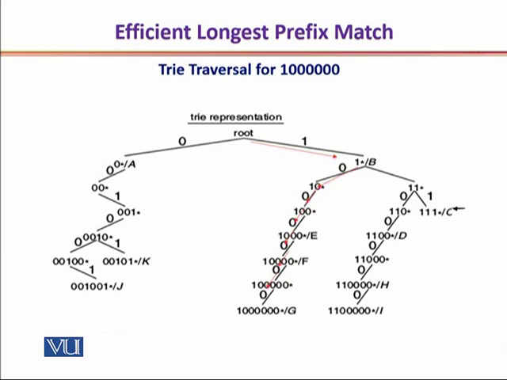That first we move to the right for a 1, then for a 0, a 0, a 0, and all zeros. Now this traversal downwards in a binary tree gives us the most appropriate entry in the routing table.